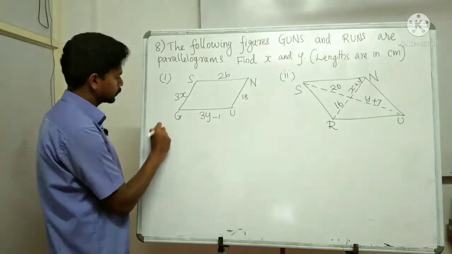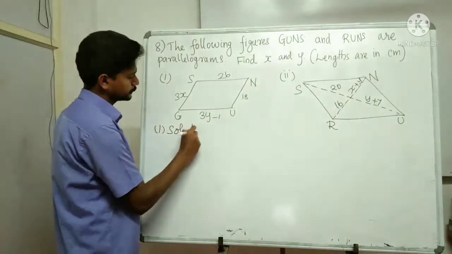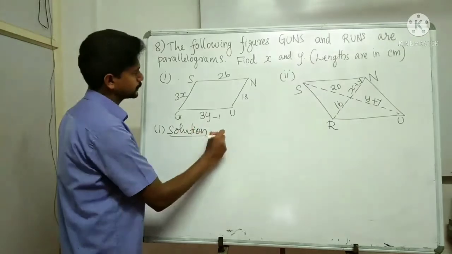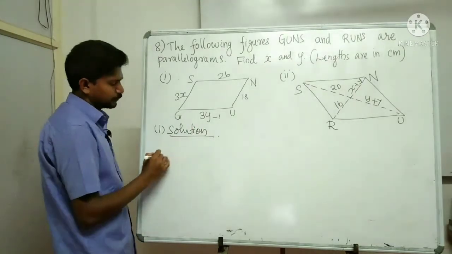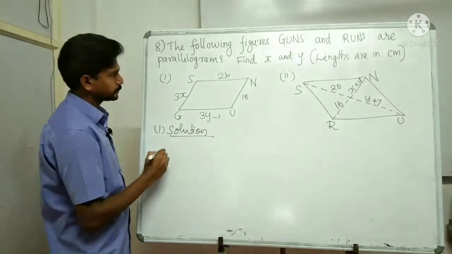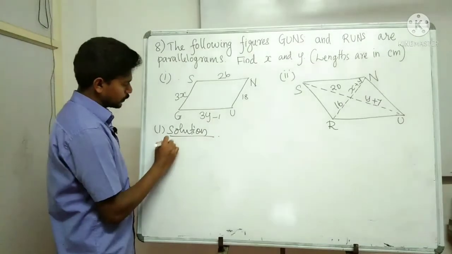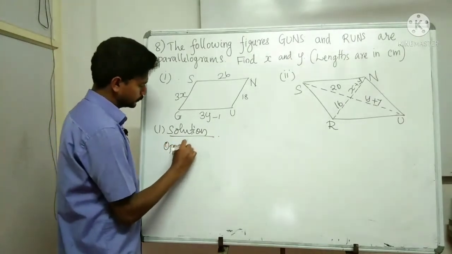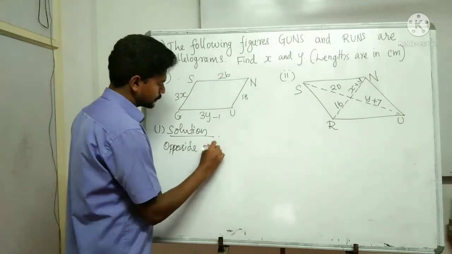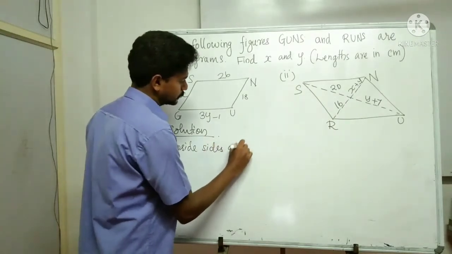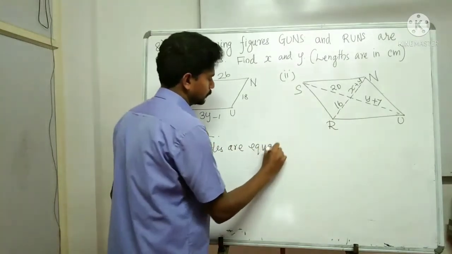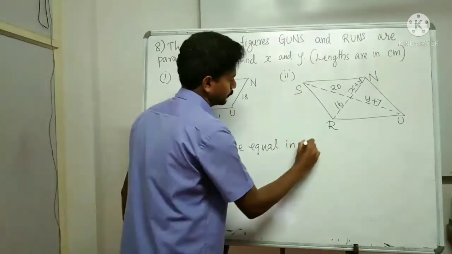So first, the solution of the first question. We shall write the property first. The property is opposite sides are equal in a parallelogram.